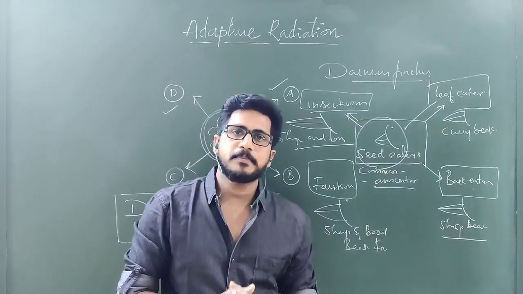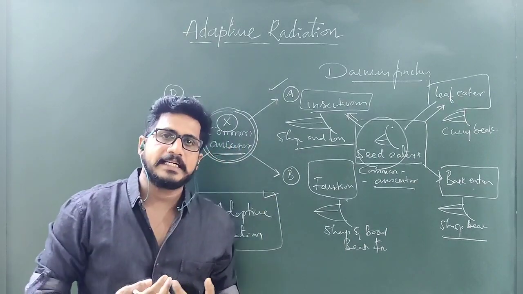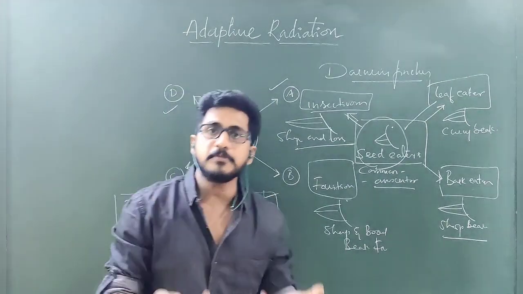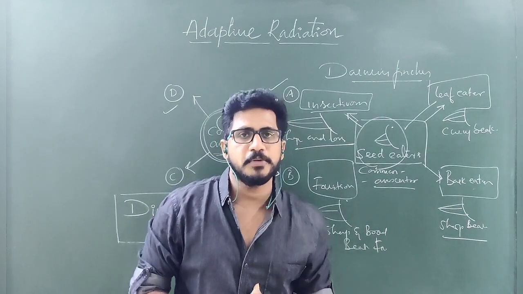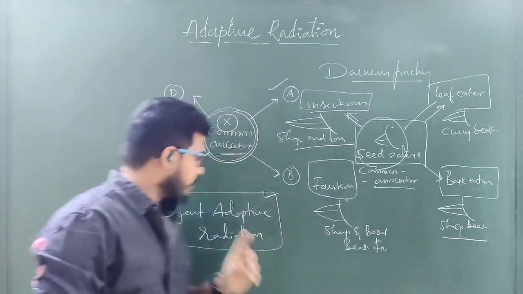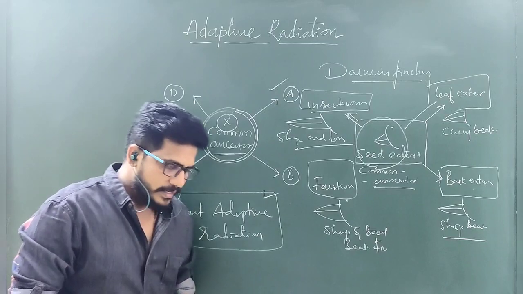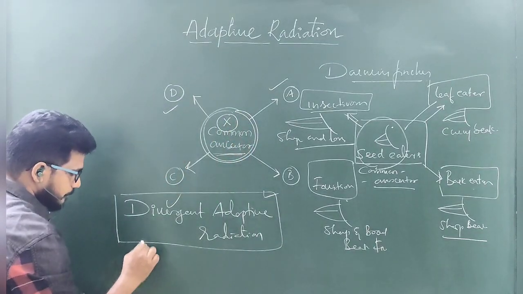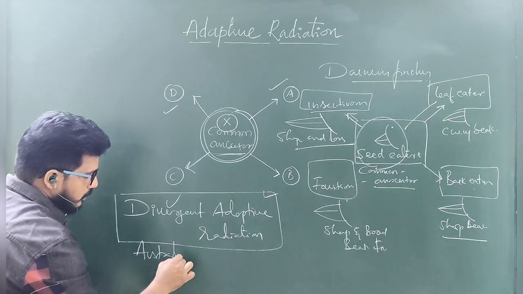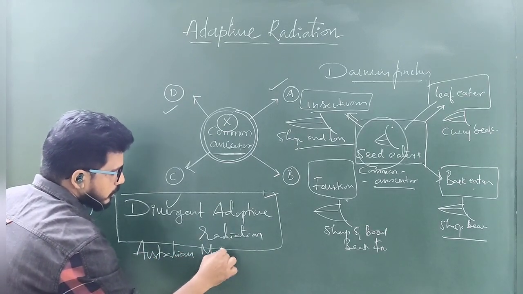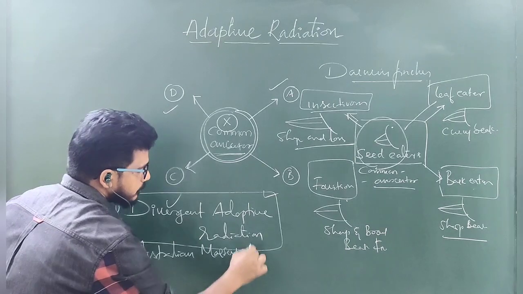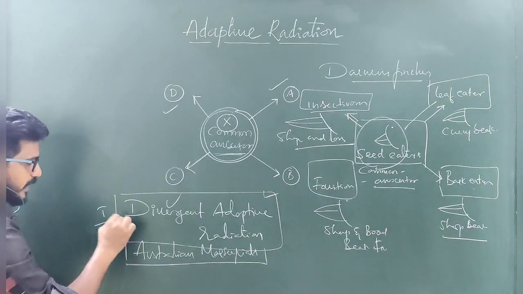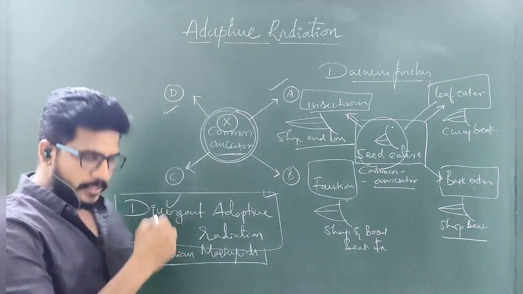Adaptive radiation explains that species will adopt characters according to the changes occurring in the environment, but in the same geographical area the new species will be formed. That is adaptive radiation. Another example I can give is Australian marsupials. Australian marsupials are a second example of divergent evolution, or divergent adaptive radiation.